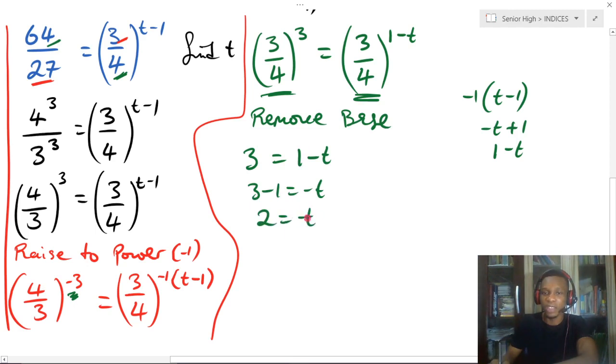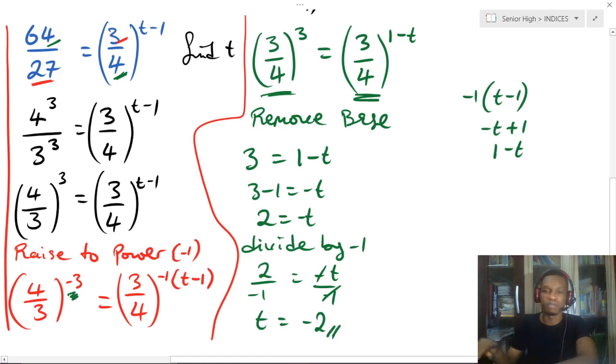2 is equal to minus t, and since you have a minus sign, to take away the minus sign, you can either multiply by minus 1 or divide by minus 1. Let me just do whichever one of them. I can just say divide by minus 1, and we have 2 over minus 1 is equal to minus t over minus 1, and this cancels this, so t is equal to minus 2, and we are done. Question? Drop it. Though I don't think you have any question here. So that's how to solve it.